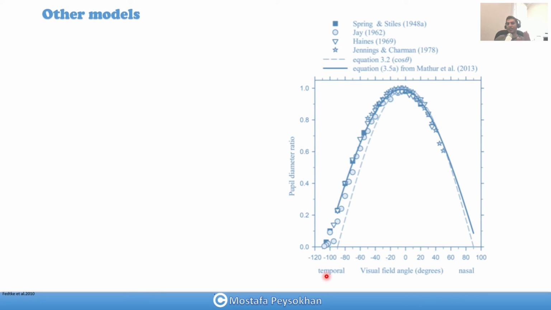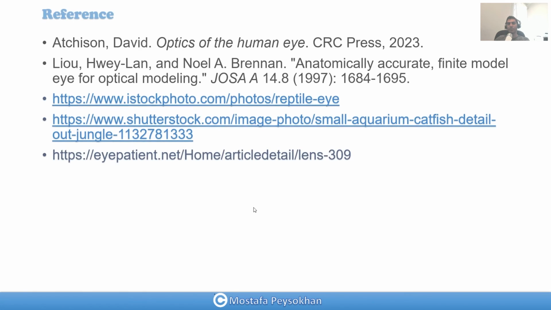This side is the temporal side. This side is the nasal part. As I always mention, nasal is the direction of our nose, and temporal is the opposite. So when we look at our eye from different angles, the visual field angles are not completely symmetric. You can see the simple model, just cosine theta, is completely symmetric. But in reality, it's not that symmetric. The result is skewed to the temporal side. So that's another model, and here are some references that I used. Thank you very much.